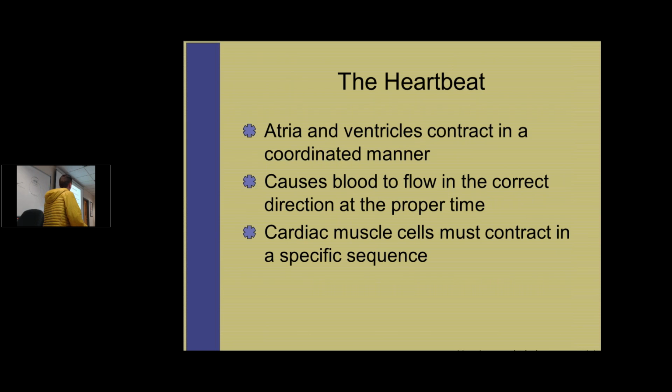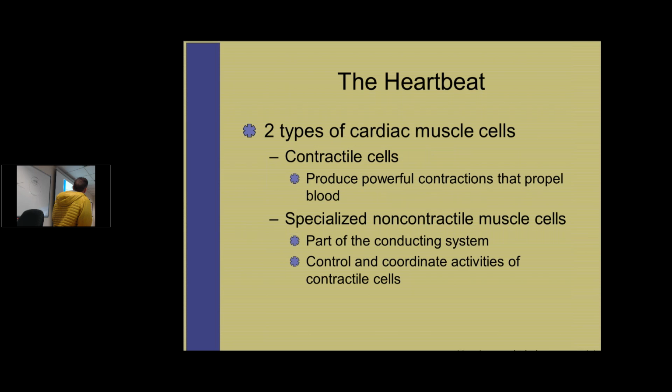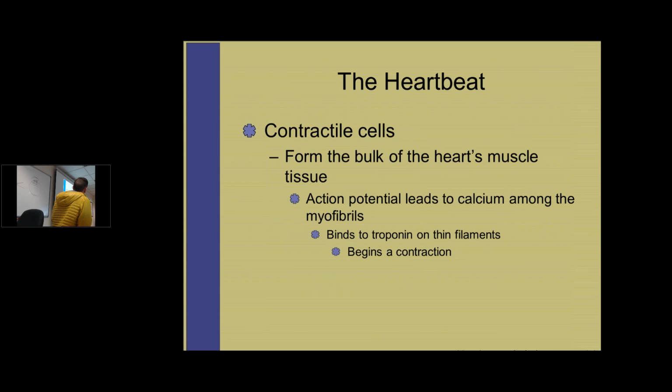All right, heartbeat. So as we talked about before, there's a very coordinated manner in how the heart contracts. So these are the different types of muscle cells. The contractile cells, obviously, these are the muscles that actually contract. And then the non-contractile muscle cells are the ones that are conducting the electrical impulse to the contractile cells. And they control the coordination of how those muscles are going to contract.